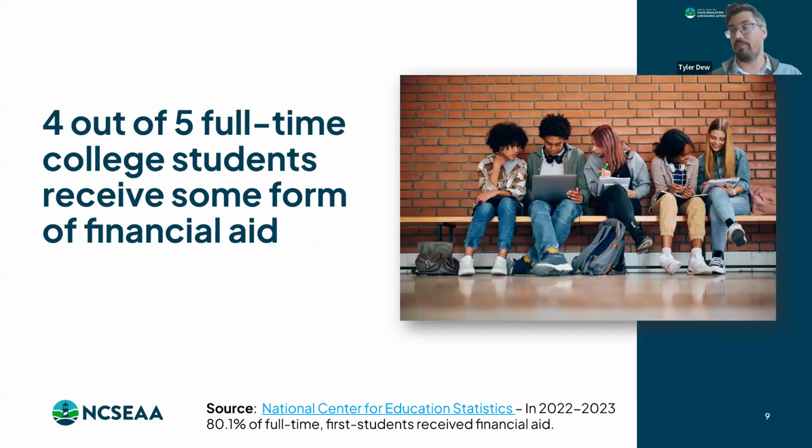In terms of financial aid, 4 out of 5 full-time college students receive some form of financial aid. So in 2024, many students and families used financial aid. Some families think that financial aid is reserved for only low-income students, but that is not the case. You can see at the bottom, 80% of full-time first-year students received financial aid, 80%. So financial aid is not reserved for just low income. It helps everybody. And we'll show you the different ways you can find it.